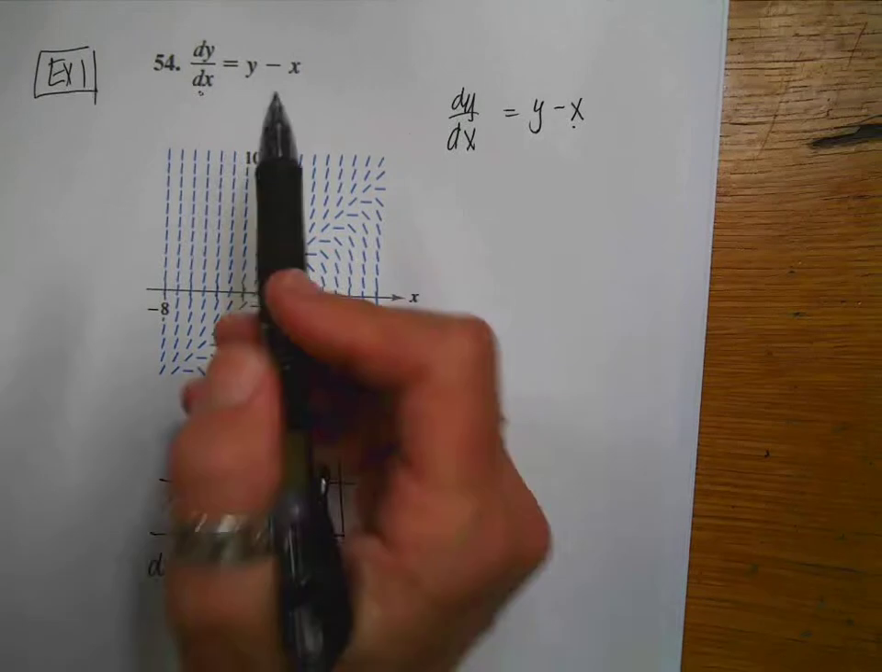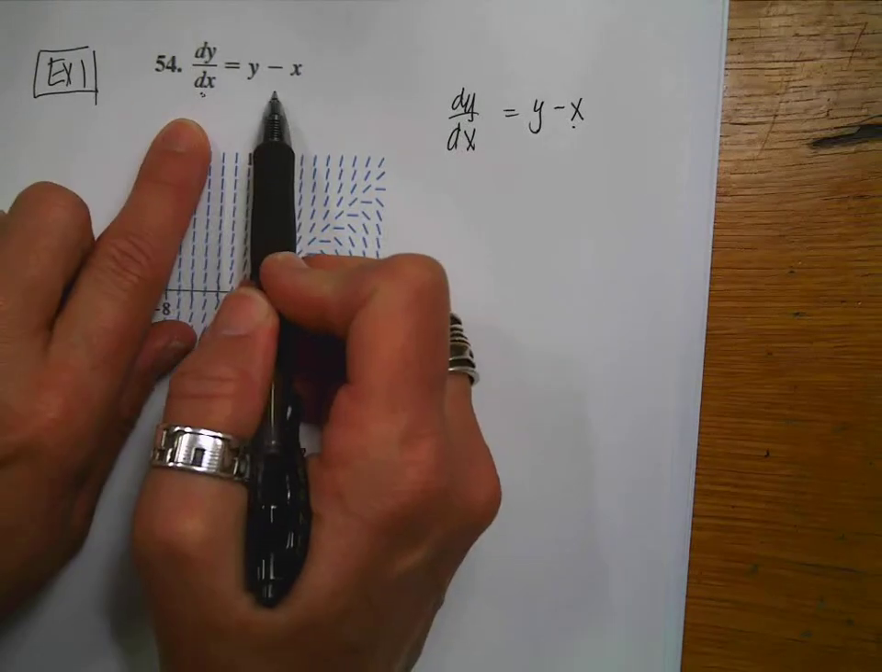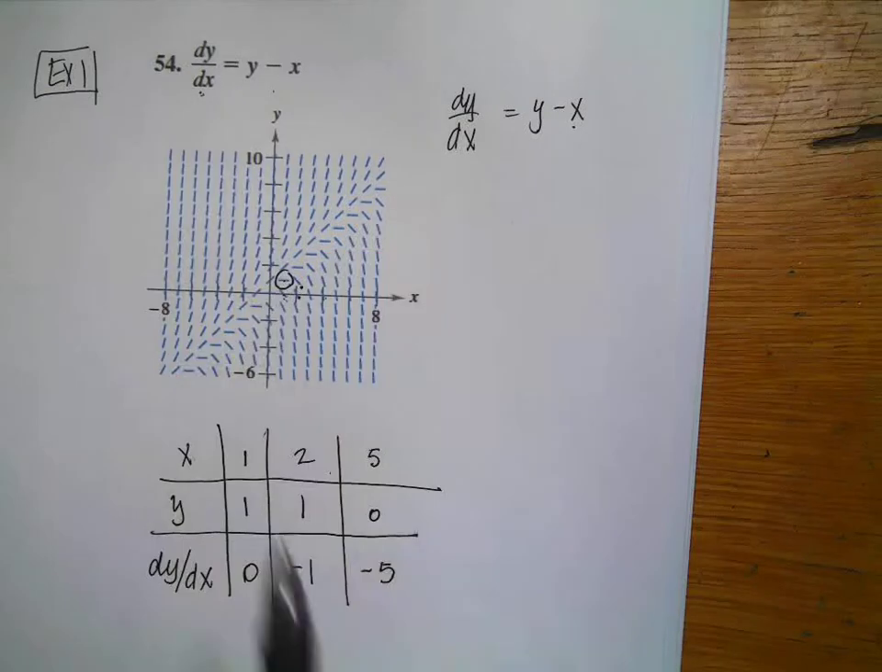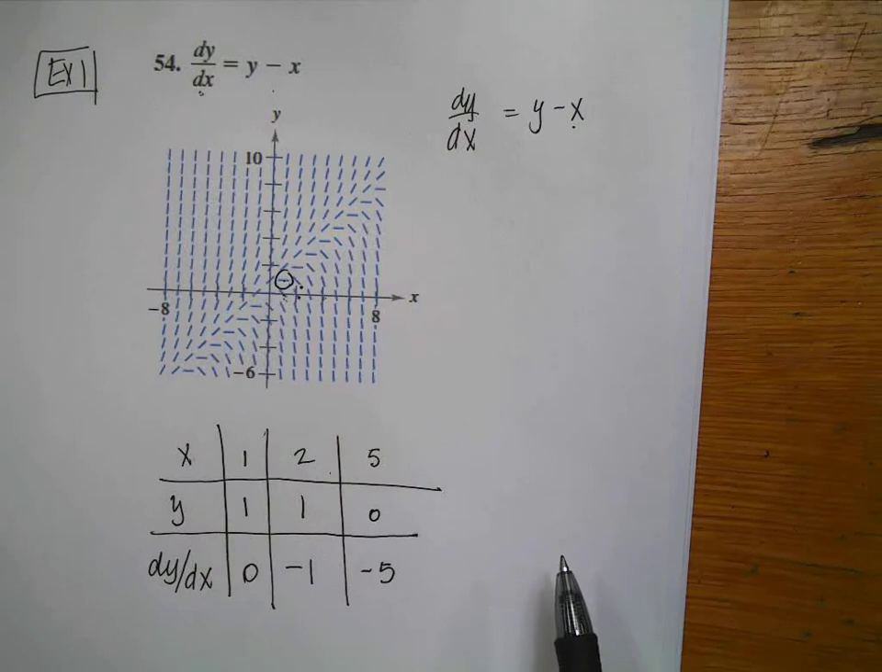Occasionally what happens, the way these problems present themselves, is they will give you a differential equation, and they will either tell you to generate the slope field, or they will give you a choice of several slope fields and ask you which one matches the equation.